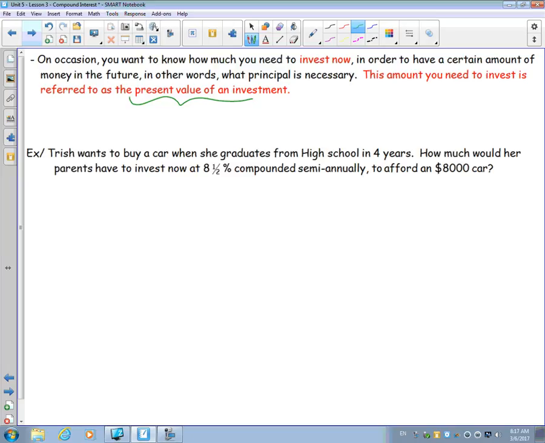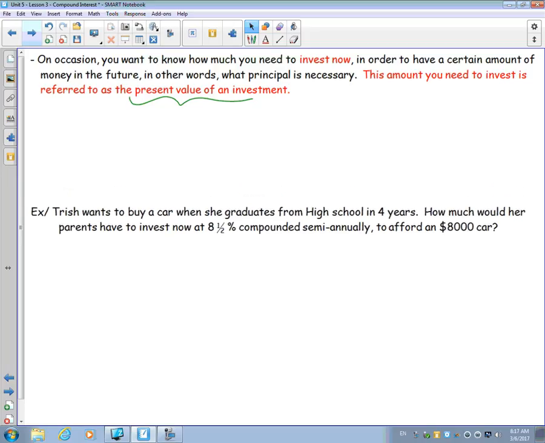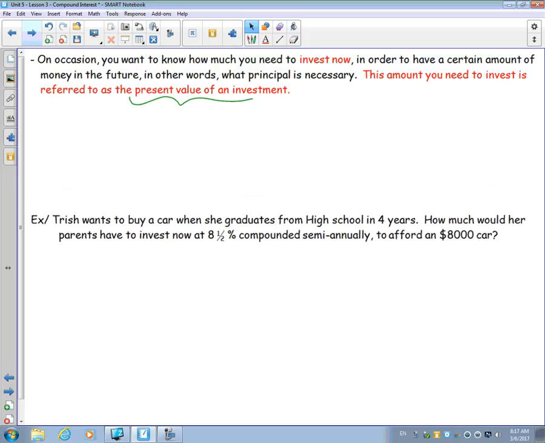Okay. The present value is basically, we'll find this a PV. We know the FV. Everything else stays the same. We just need to find the PV. So what we can do for this is we can actually rearrange our equation. So if we're looking at this example here, we have Trish. She wants to buy a car when she graduates from high school in 4 years. How much would her parents have to invest now to afford an $8,000 car?